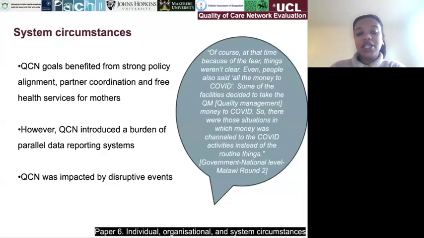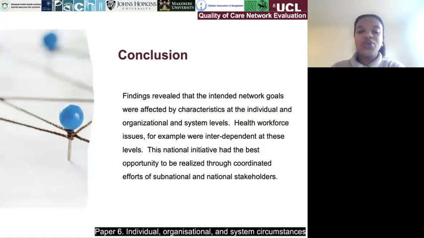So in conclusion, our research highlights the complex interplay of factors influencing quality improvement initiatives. For example, if we take the health workforce, issues are interdependent across levels, emphasizing the need for a holistic approach that encompasses training, staff retention, and motivation. The QCN success depends on coordinated efforts of all the subnational and national stakeholders. Thank you, and I'm happy to answer any questions.